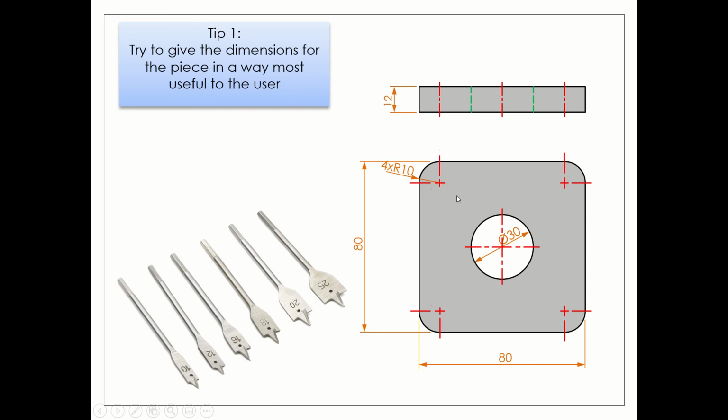If I give the diameter for that circle, all of a sudden I'm making the person have to stop and think about it, and that's where mistakes tend to get made. That's where you end up with corners twice as large as what you actually want.